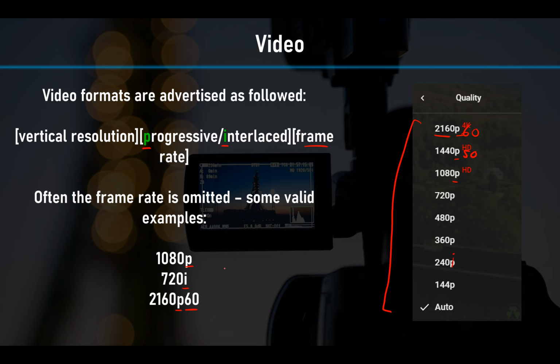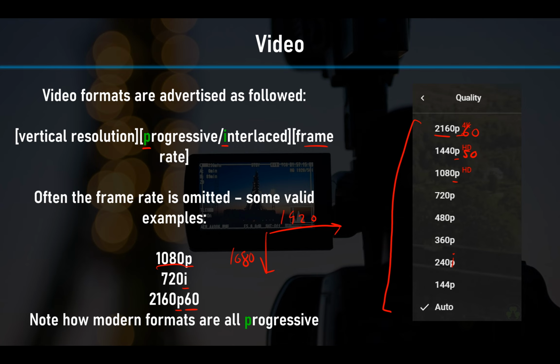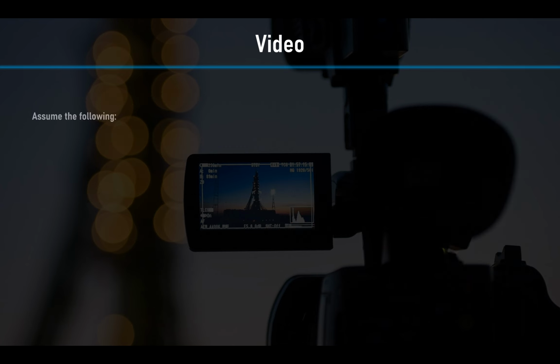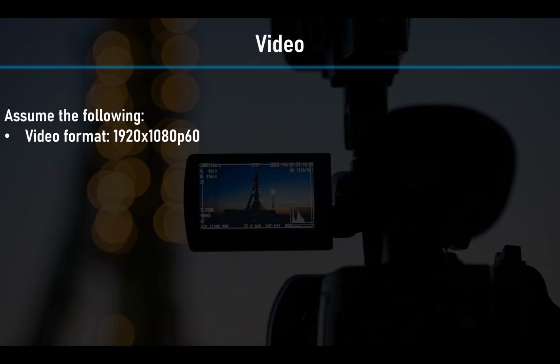Now, one thing to note is that this is the vertical resolution, which is how many rows. Of course, there are also going to be the columns. If we have 1080, usually that's going to be 1920. So usually you're going to see 1920 columns, or 1920 width, by 1080 height. And again, modern formats are all going to be progressive.